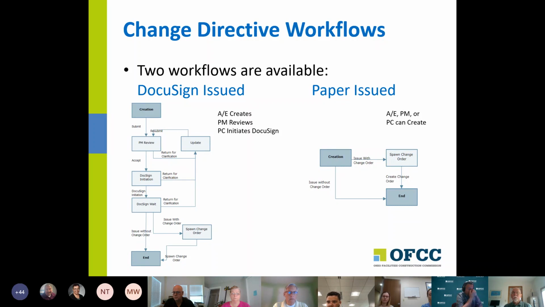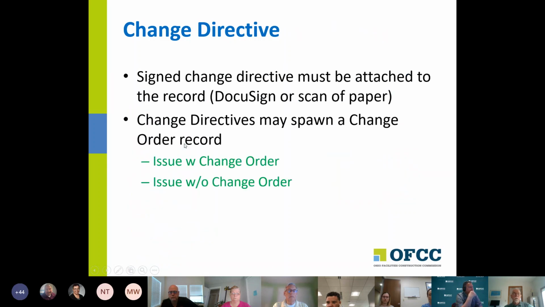If there isn't any more discussion there, I think I actually have a couple more slides I wanted to look at, and then I was going to go show you what this looks like in OCI just briefly. So the signed change directive must be attached to the record. This is your record of that particular change directive, and that attachment can either be DocuSign or a scan of the paper.